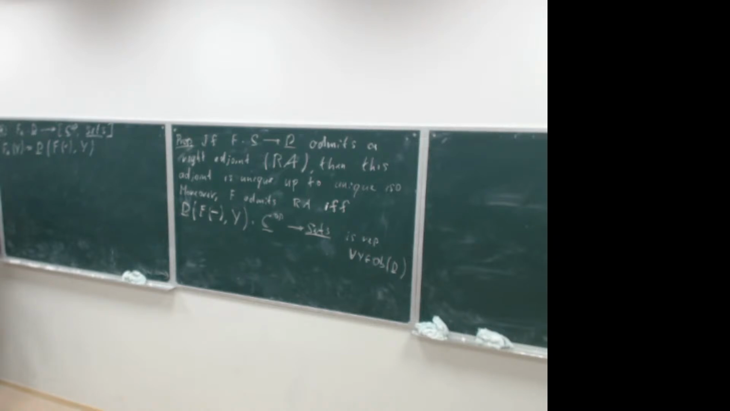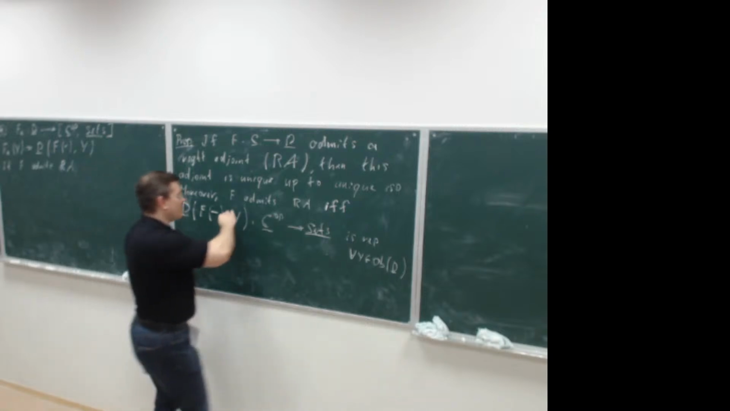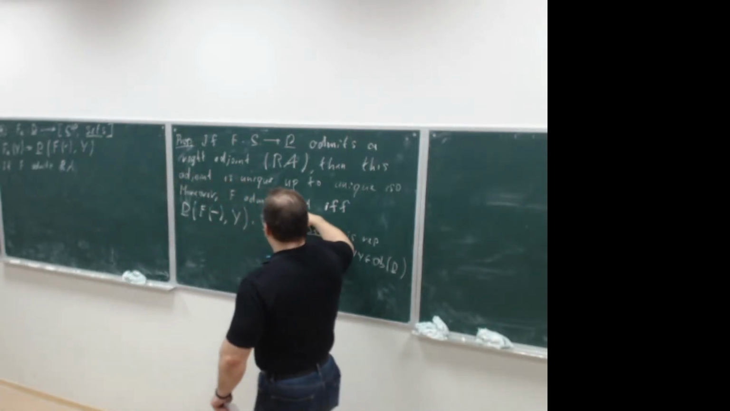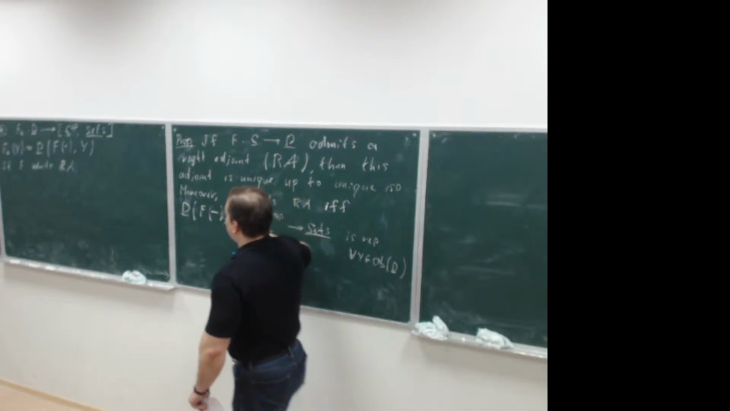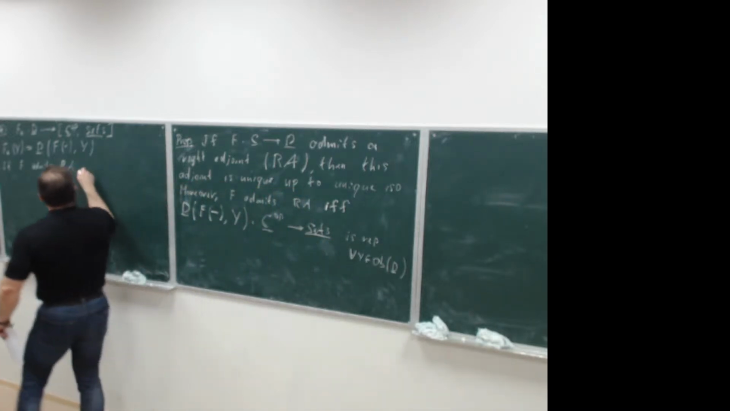Okay. So if, well, okay, so let's say f admits a right adjoint. This is one situation. We also want to work with this for all y, and I want to say that this thing is representable. Right, so that's exactly the same functor.